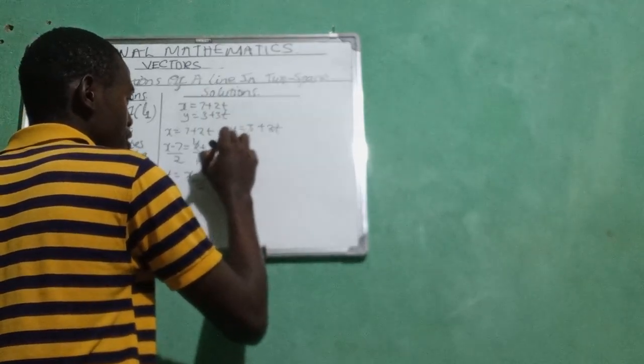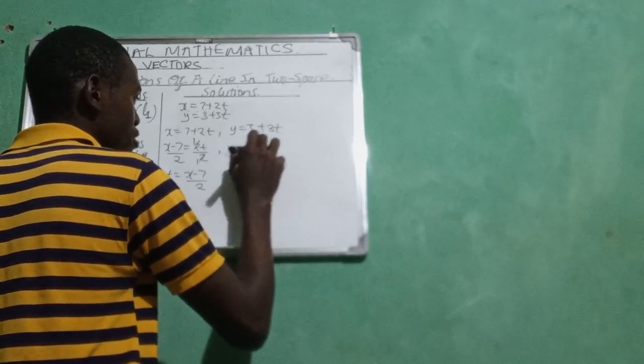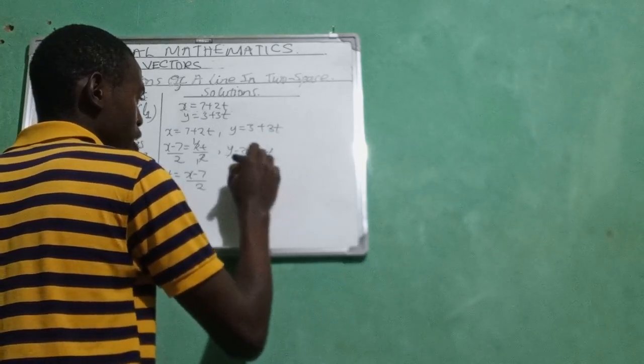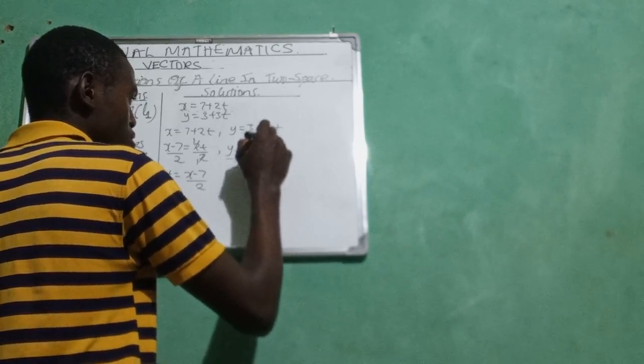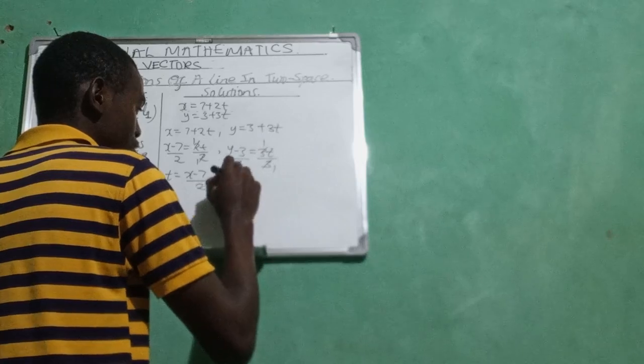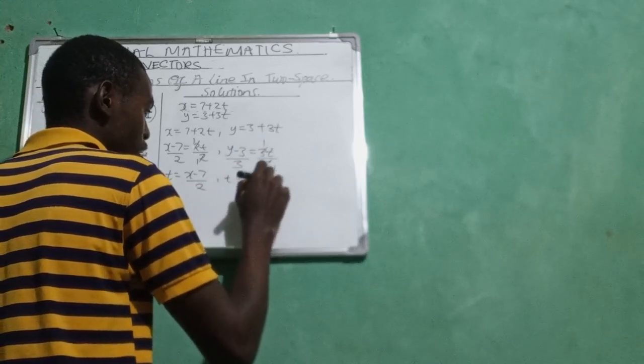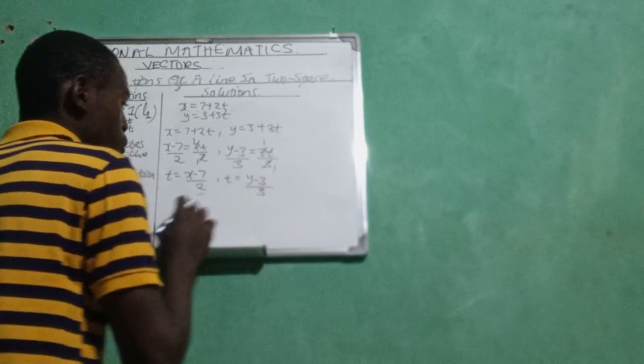Then this side we'll say y. Y minus 3 is equal to 3t. Here, we divide by 3 both sides, so that we can find the value of t. T is equal to y minus 3 over 3. Why am I doing all of this? Why have I made t the subject of the formula in this equation and in that equation?